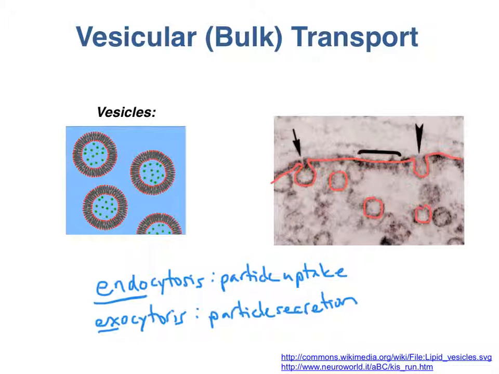You can also have what's called transcytosis, and this happens like in the cells of your intestinal epithelium. So transcytosis is where you have endocytosis on one side of a cell. So you have a vesicle forming, and then that vesicle is transported through the cell, and exocytosis, its contents, on the other side of the cell. So it's called transcytosis because it's transferring something across the cell.